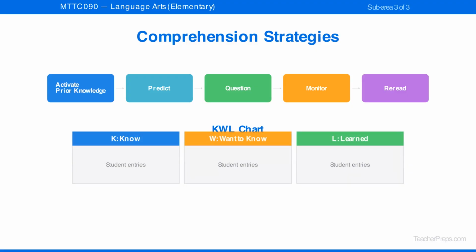A popular tool for this is the KWL chart. K stands for what I know, W stands for what I want to learn, and L stands for what I learned, which is filled in after reading.